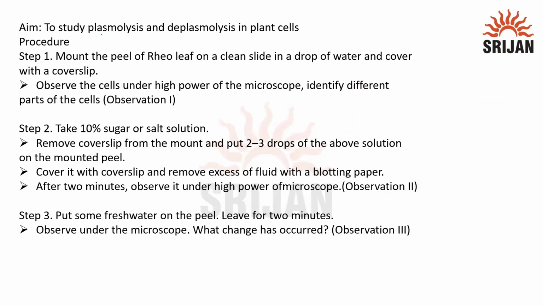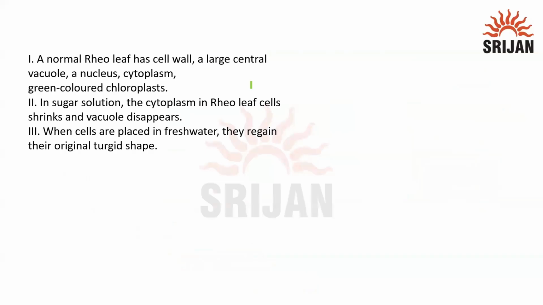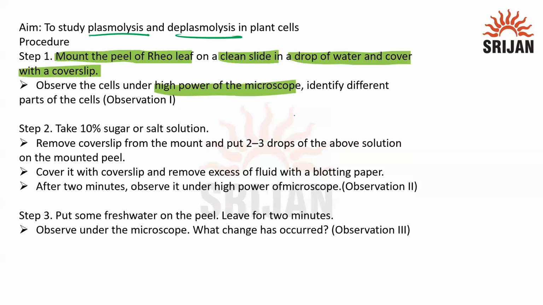Now see how we can study plasmolysis and deplasmolysis in a given scenario. Mount the peel of a Rhoeo leaf on a clean slide, drop some water, and cover with a cover slip. We have to see it with a microscope. We can observe that Rhoeo has a cell wall, a large central vacuole, nucleus, cytoplasm, and green-colored chloroplasts, the same things we see in a plant cell.